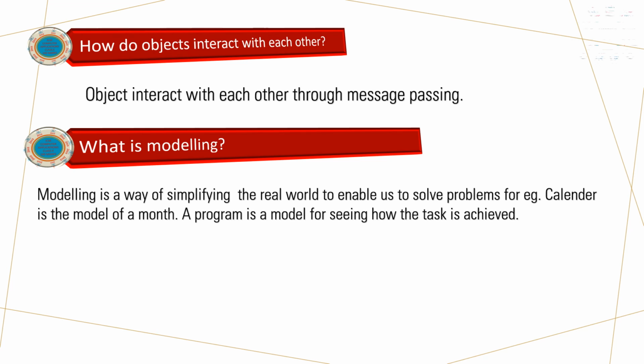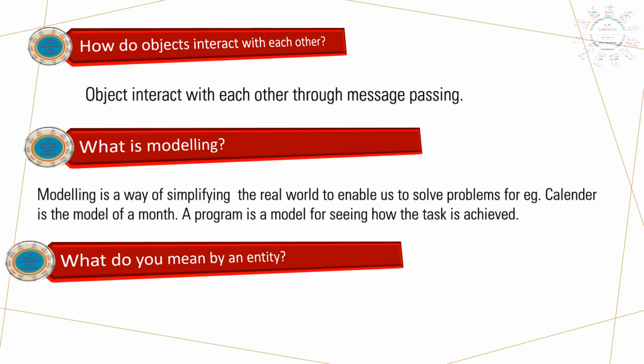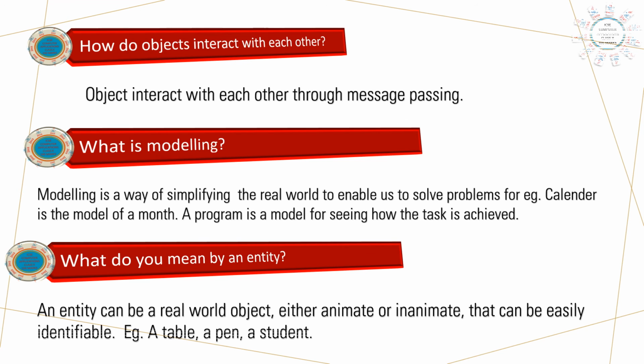What is modeling? The way of simplifying the real world to enable us to solve the problem. For example, model, we can say calendar is the model of the month, and program is a model of seeing how the task is achieved. And what do you mean by entity? It can be a real world object, either animate or inanimate, that can be easily identifiable, in which we can identify the particular object. For example, table, pen, student. Can be asked in the board exam.